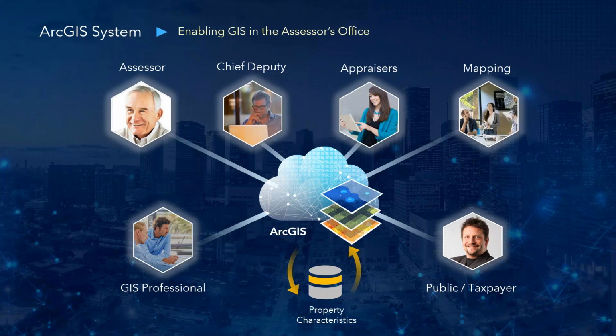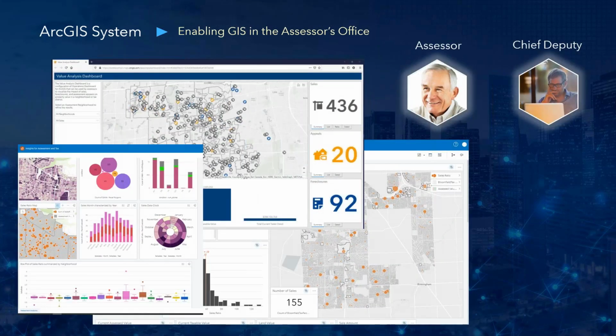Two of these analyses are sales ratio and outlier analysis studies. And Ryan's going to touch on sales ratios.